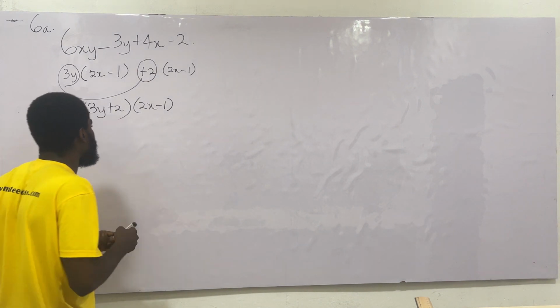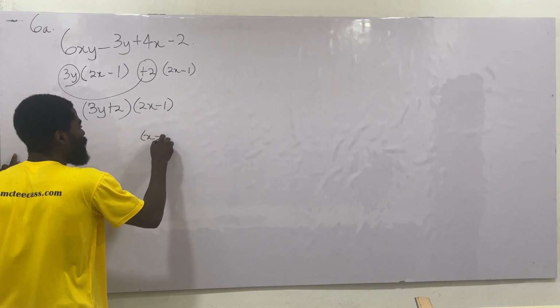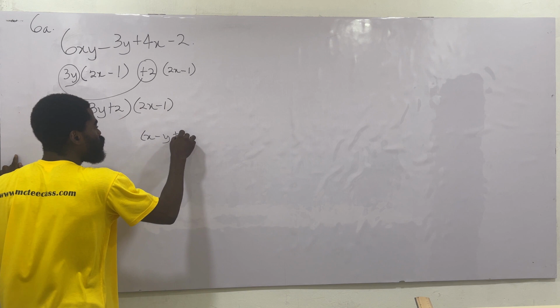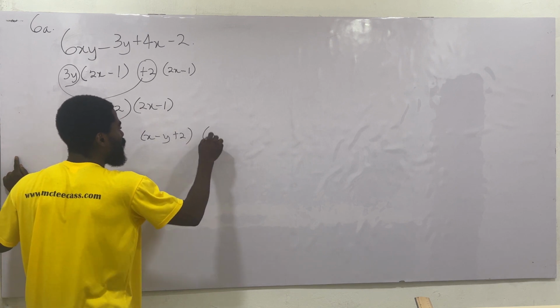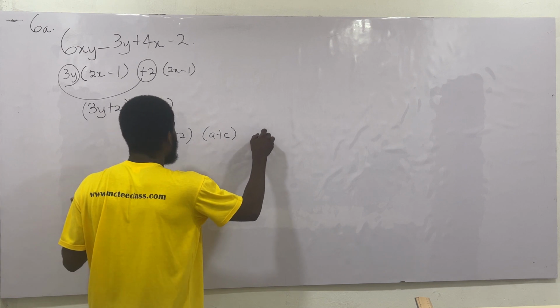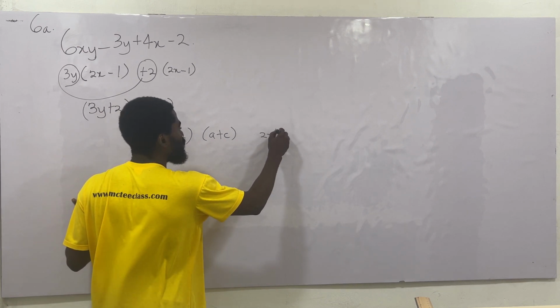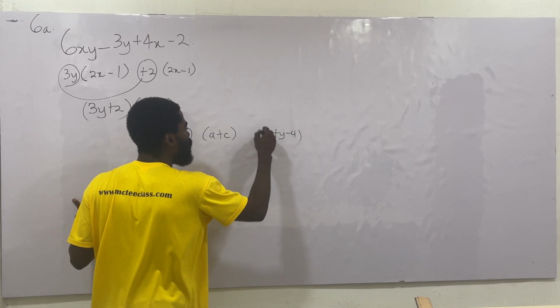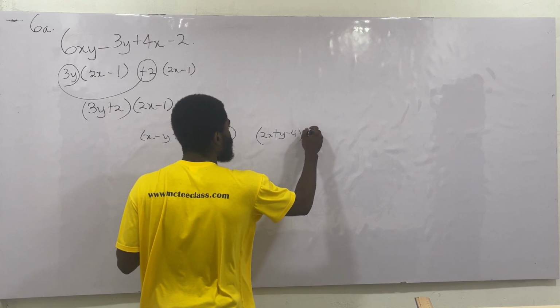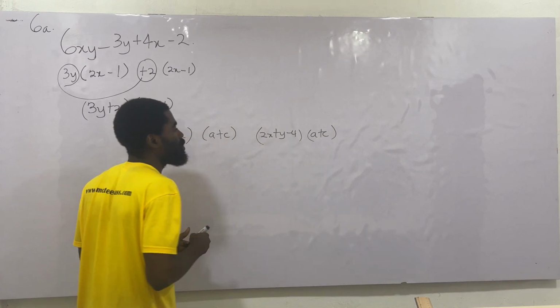But I want to give you one more thing. The last time we did one factorization, let me put that one here. Say we have x minus y plus 2 into bracket, then we have here a plus c, then we have another one, 2x plus y minus 4, and then we have another a plus c. So we should factorize this.